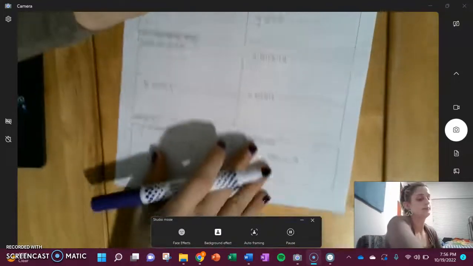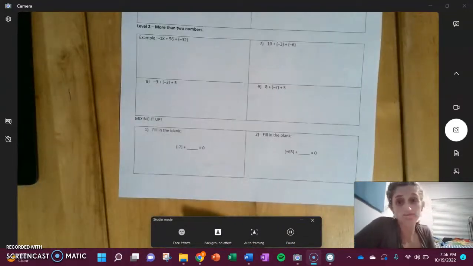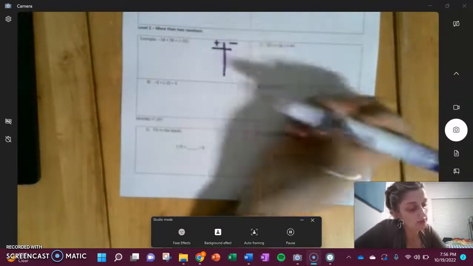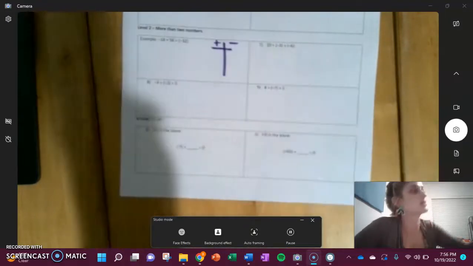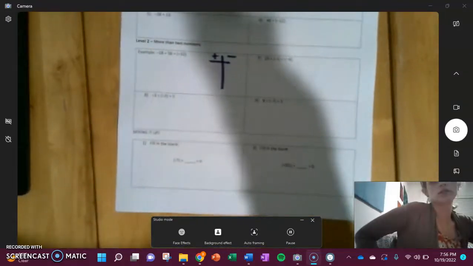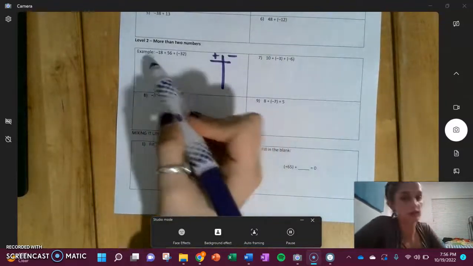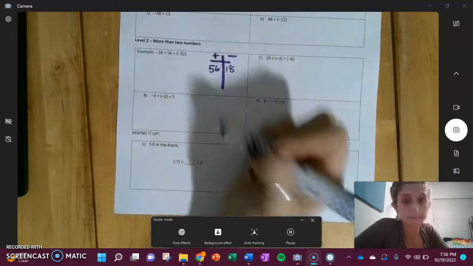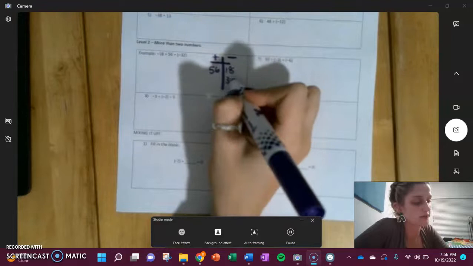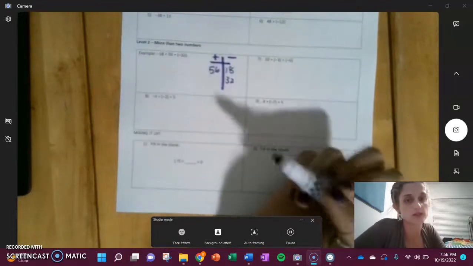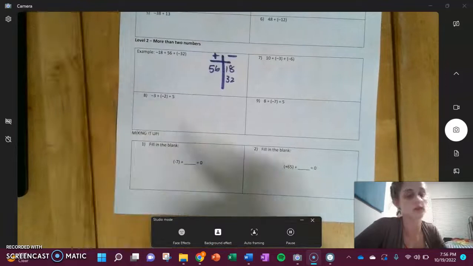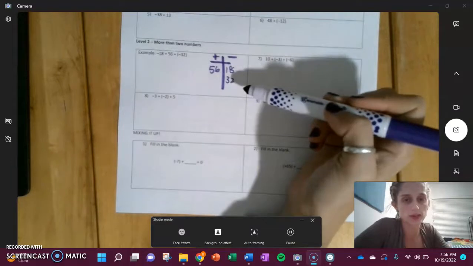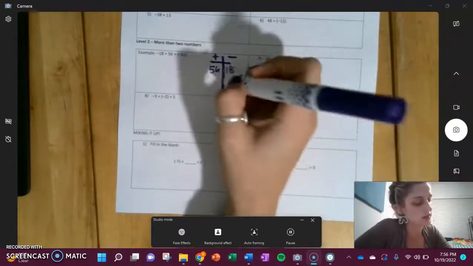The ones on the bottom, same strategy. It's just that there are more of them. We have 18 negatives and 56 positives, and also 32 negatives. So I can tell that the positive team has 56 points. And the negative team got 18 points and then 32 more points. That's a total of 50 points.